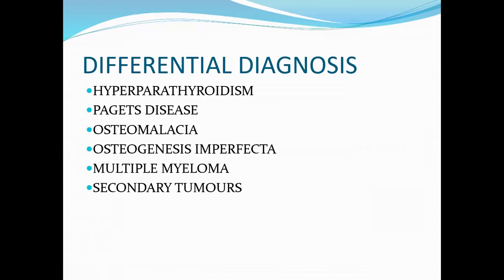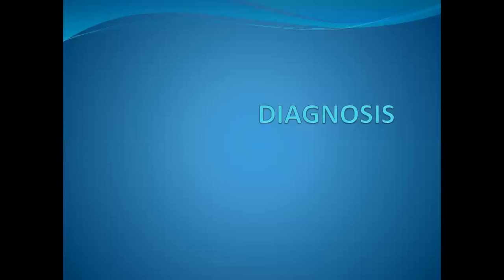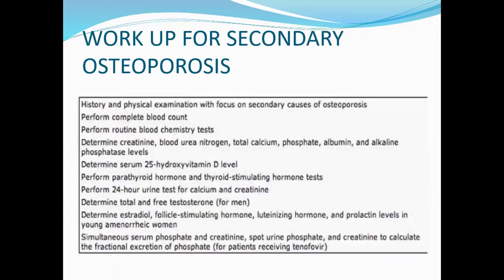Then the differential diagnosis should be carried out, that is hypothyroidism, Paget disease, and osteomalacia. Then the work-up for secondary osteoporosis: history and physical examination with a focus on secondary causes of osteoporosis.